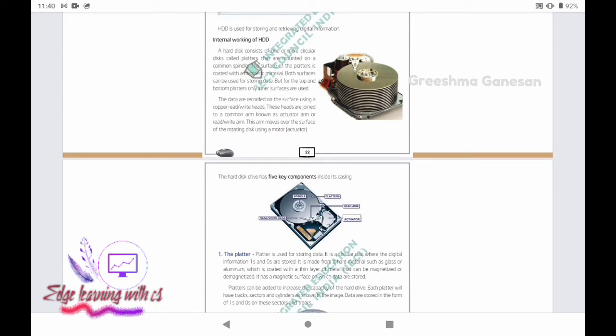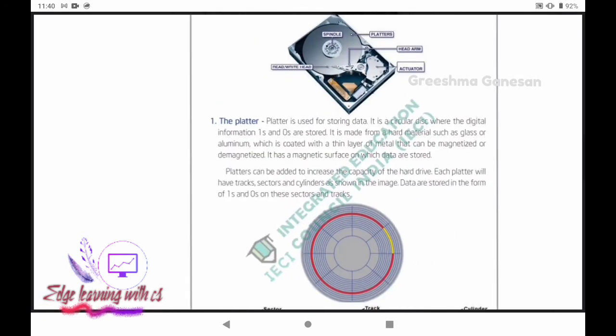The hard disk drive has 5 key components. Let us discuss what they are. Inside the casing, we can have mainly 5 components.